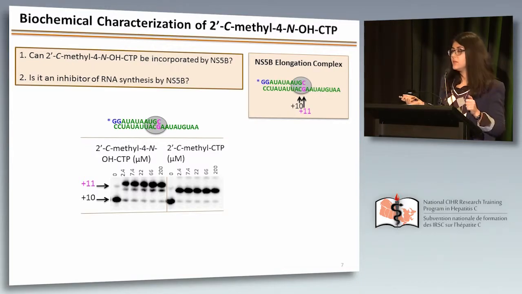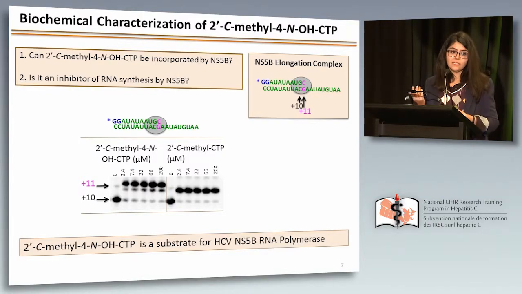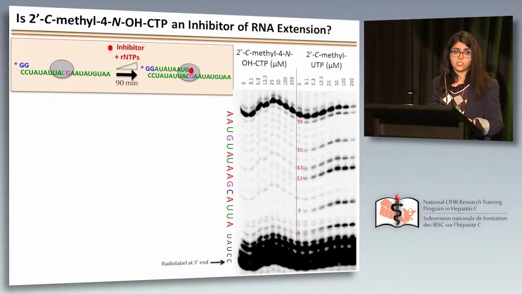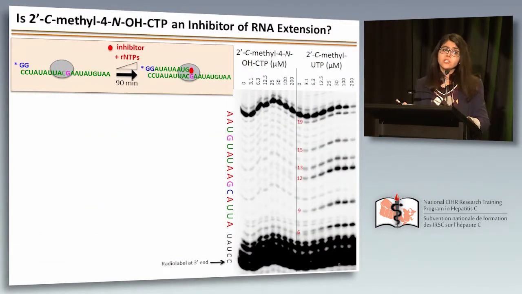That's what we expected. But for the 2'-methyl-4-NOH, we also see a similar pattern, although it migrates slightly differently. So this suggests that indeed the third metabolite of this prodrug can be a substrate for the polymerase under these specific conditions. So the next question is, well, can it inhibit RNA extension?